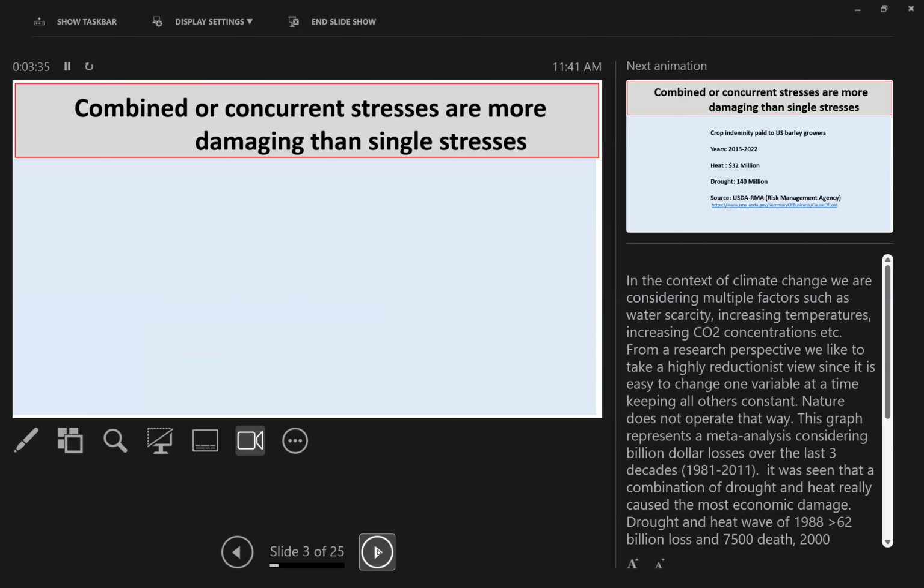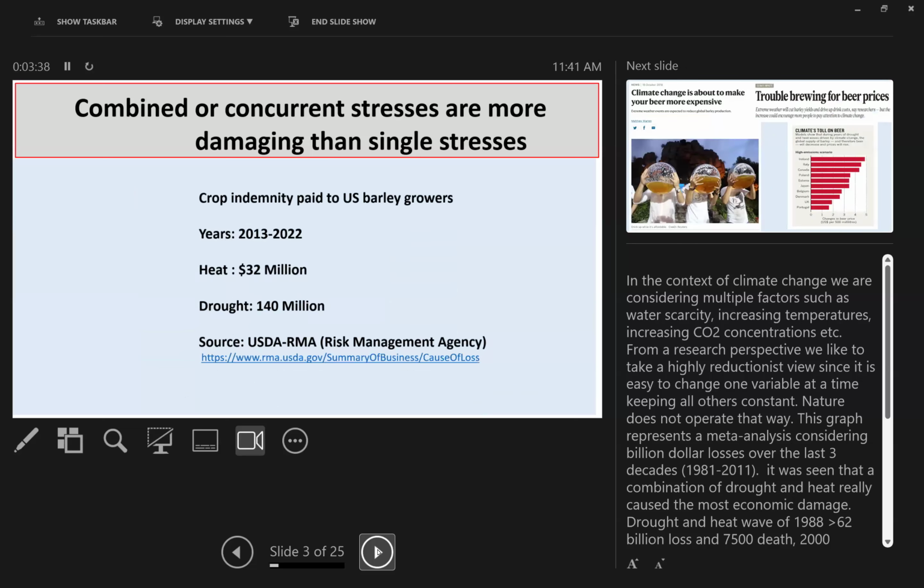And I also want to show you another study that we've been doing. I want to thank Scott Eisel for sharing this data. This is just for barley, data collected based on crop indemnity losses paid out to the US barley growers between the years 2013 and 2023. And you can see about $32 million was given out for heat-related losses, and about $140 million for drought. This is just in the United States alone. So this is an issue. This is important. This is happening.